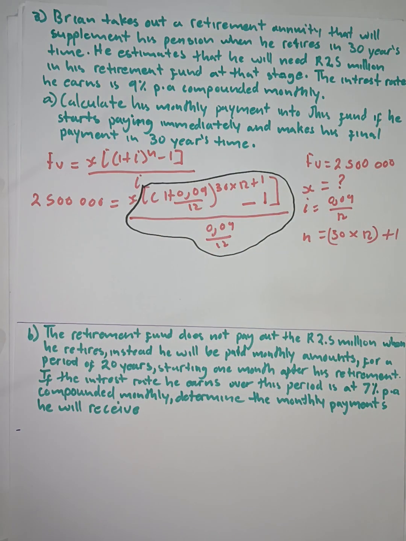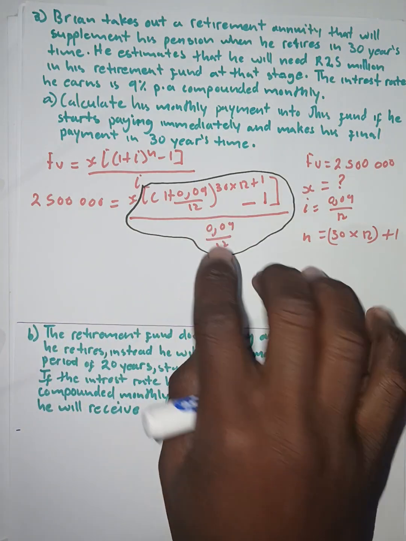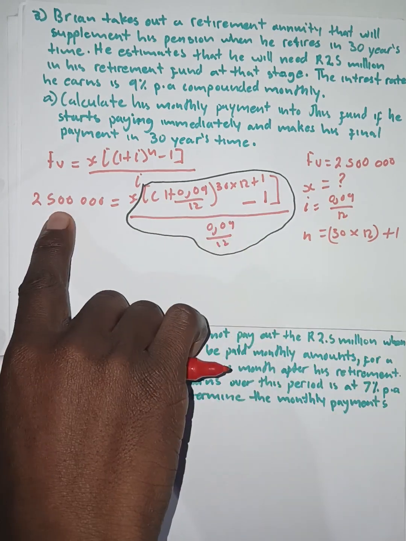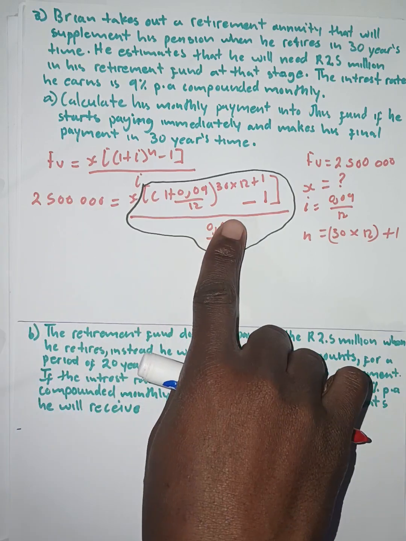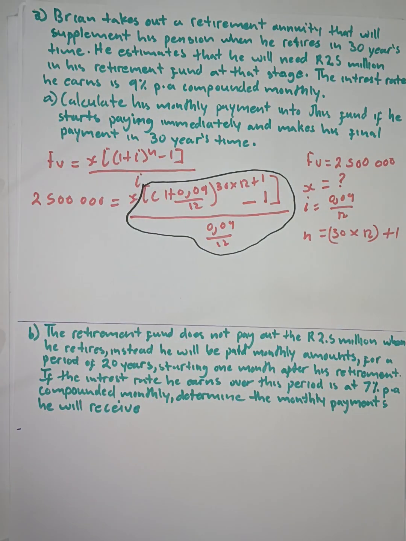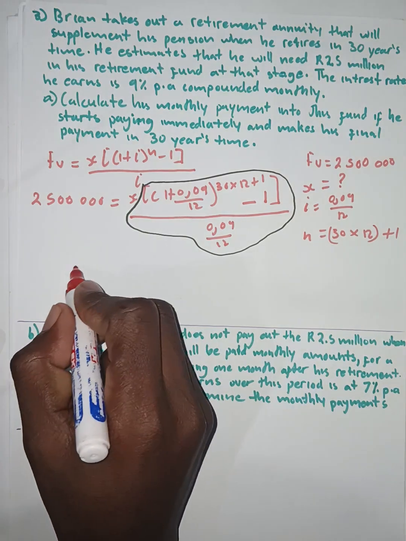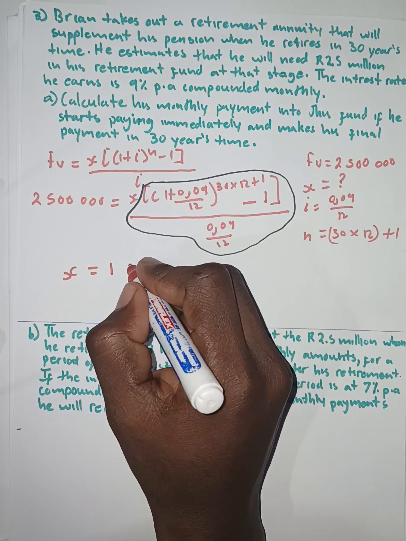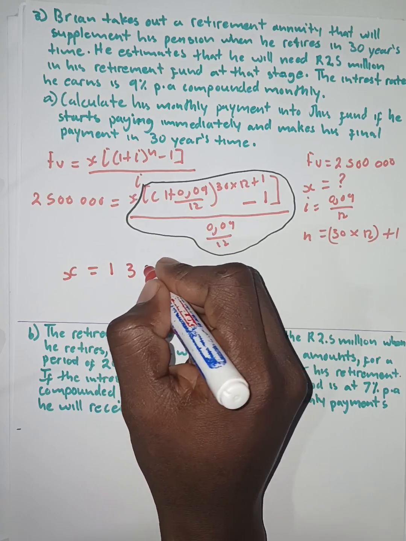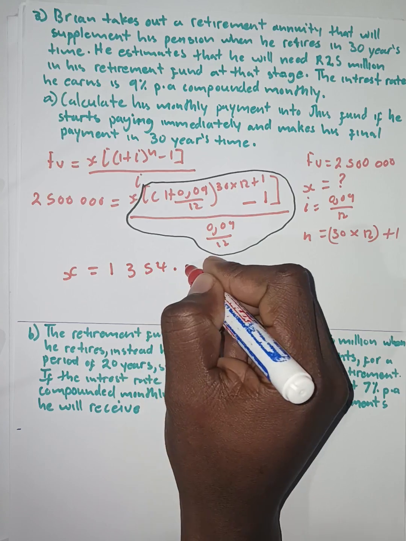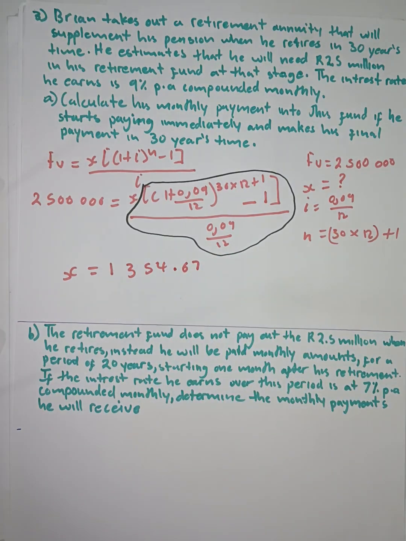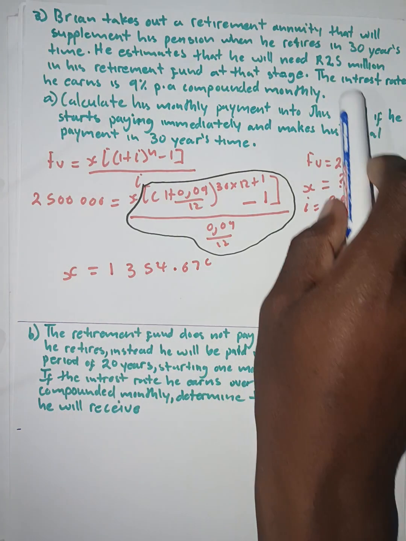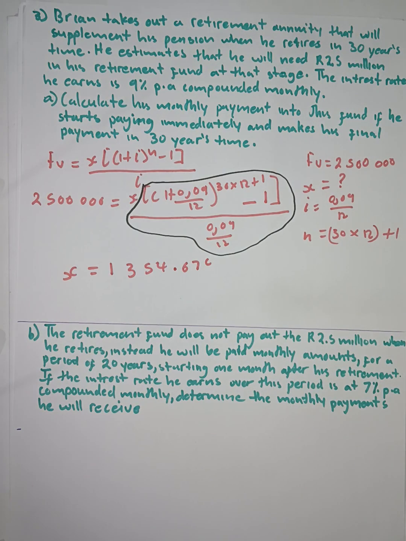Actually I'm just going to go to the final answer. So in this case, what you're going to do, you're going to press this value on your calculator, and then you take 2.5 million, you divide it by that value to get the value of x. The same thing that we did on the last question. So in this case, you'd actually get x to be 1,354 rand and 67 cents. So you would actually need to make equal monthly payments of 1,354 rand and 67 cents in order for him to have 2.5 million in 30 years' time in his pension fund.